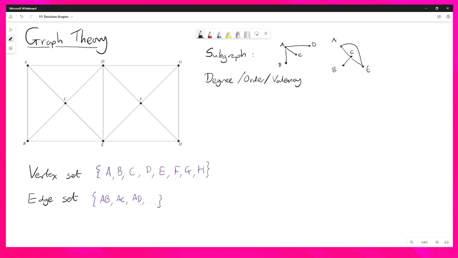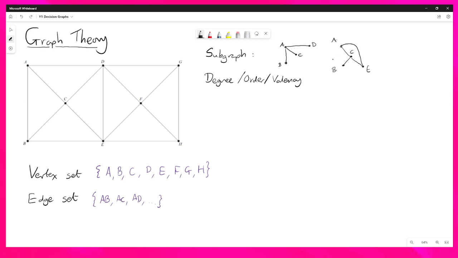this is not a subgraph, because this arc A to E is not in the original graph. We can see there's no arc on the original graph that directly joins A to E. So this first one's a subgraph, this one isn't.